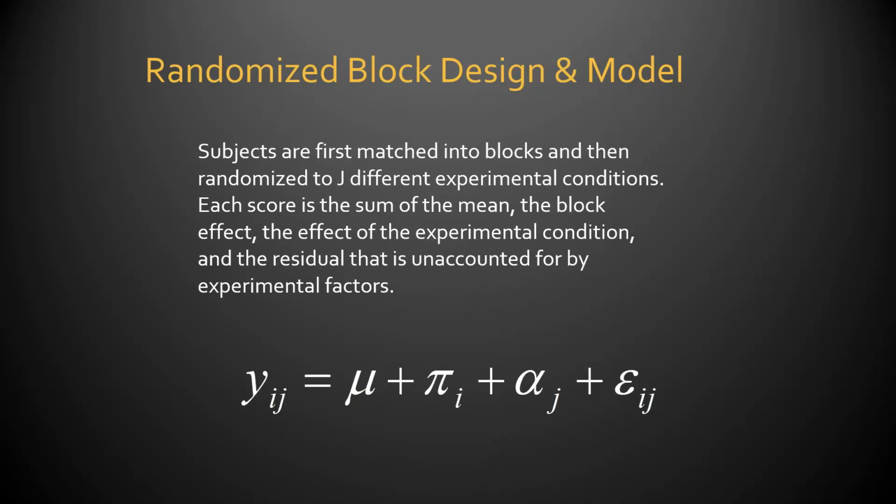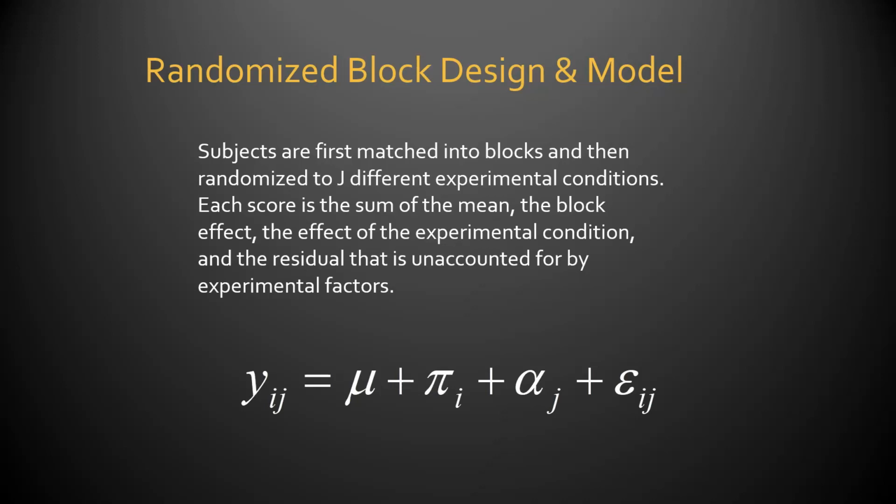But if you want to use this kind of design and take advantage of the fact that you're able to reduce the residual, you could do so by blocking on an extraneous variable, looking at something like prior academic achievement and matching participants up on that prior academic achievement into blocks. And then that pi becomes an effect in the study that is treated as a residual. It reduces the actual residual, allowing us to look at the difference between conditions with more power.